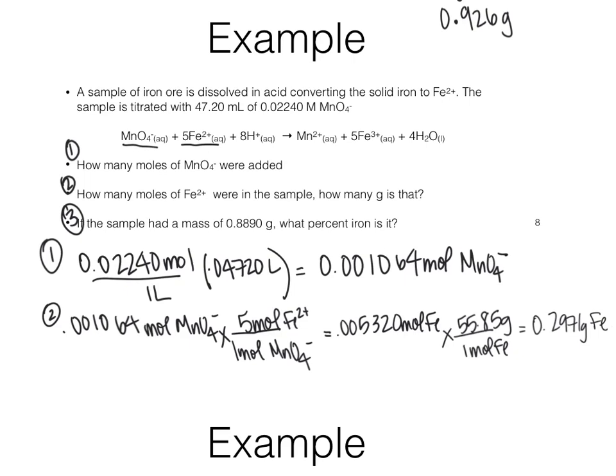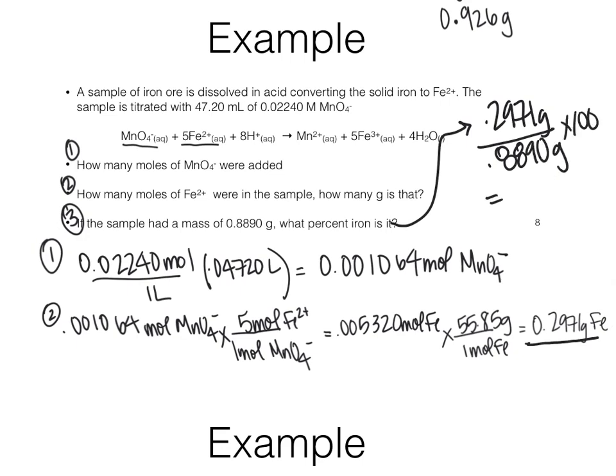So we've answered part 2. Part 3 asks if the sample had a mass of 0.8890 grams, what percent iron is it? Well, we know that the total amount of iron is this 0.2971 grams. So in part 3, we're going to take our 0.2971 grams of iron, divide by the total mass of 0.8890 grams, multiply that by 100, and that gives us 33.42% iron.